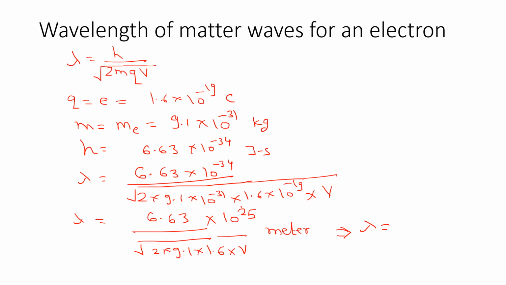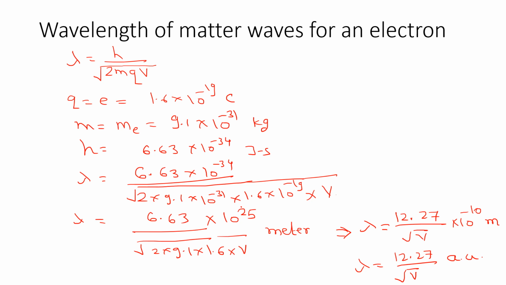So this gives lambda equal to 12.27 divided by square root of V into 10 raised to minus 10 meters. Hence lambda is equal to 12.27 divided by root V angstrom units. So herein we have calculated the wavelength of matter waves.